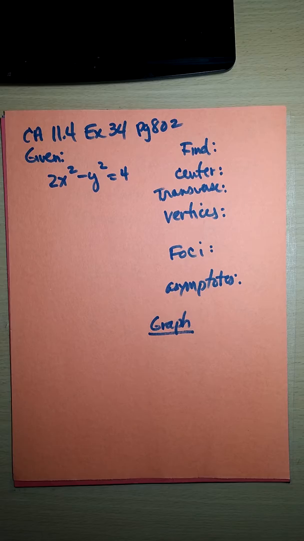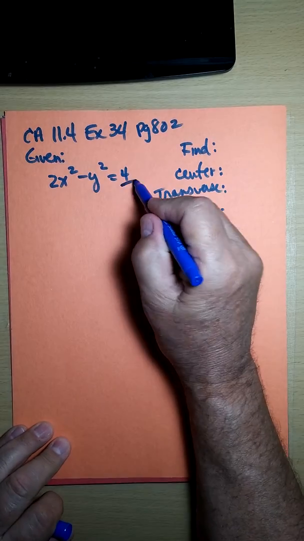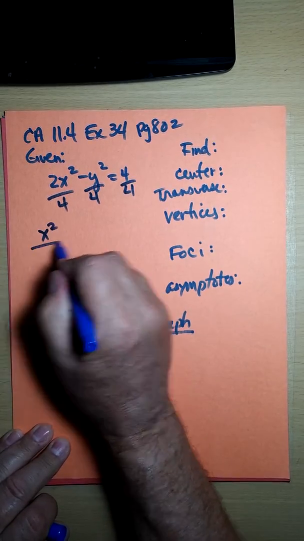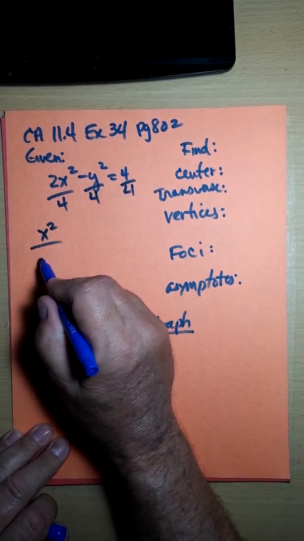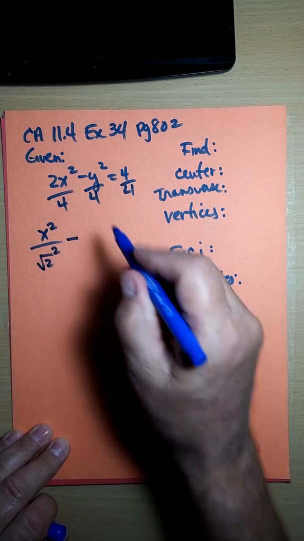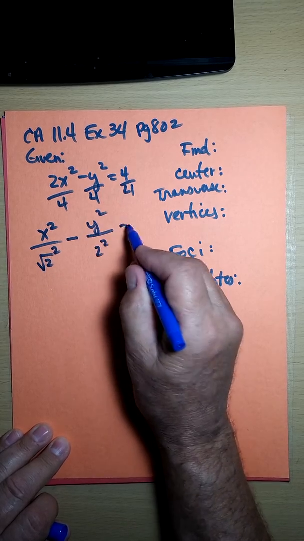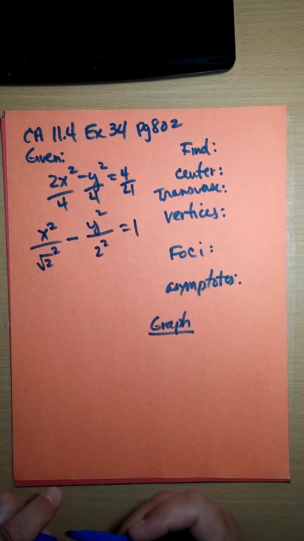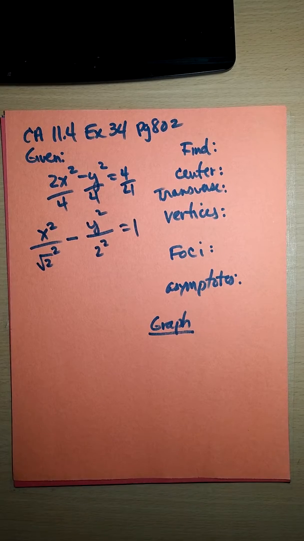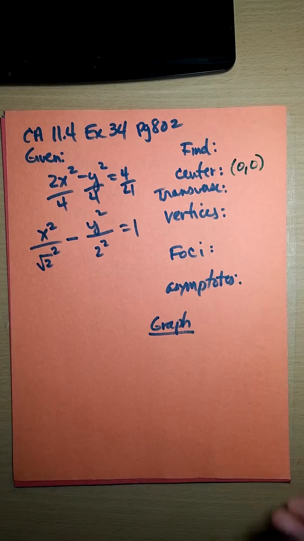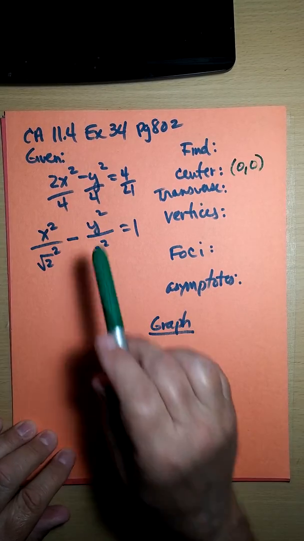So we know that it's got to be equal to 1, so I'm going to divide everybody by 4. So I get x squared over 2, but I'm going to call this the square root of 2 squared, minus y squared over 4, but I'm going to call it 2 squared, equals 1. Just from that, I know several things. If I want to find the center, I just need h, k. So the center is 0, 0, because there is no h and k.